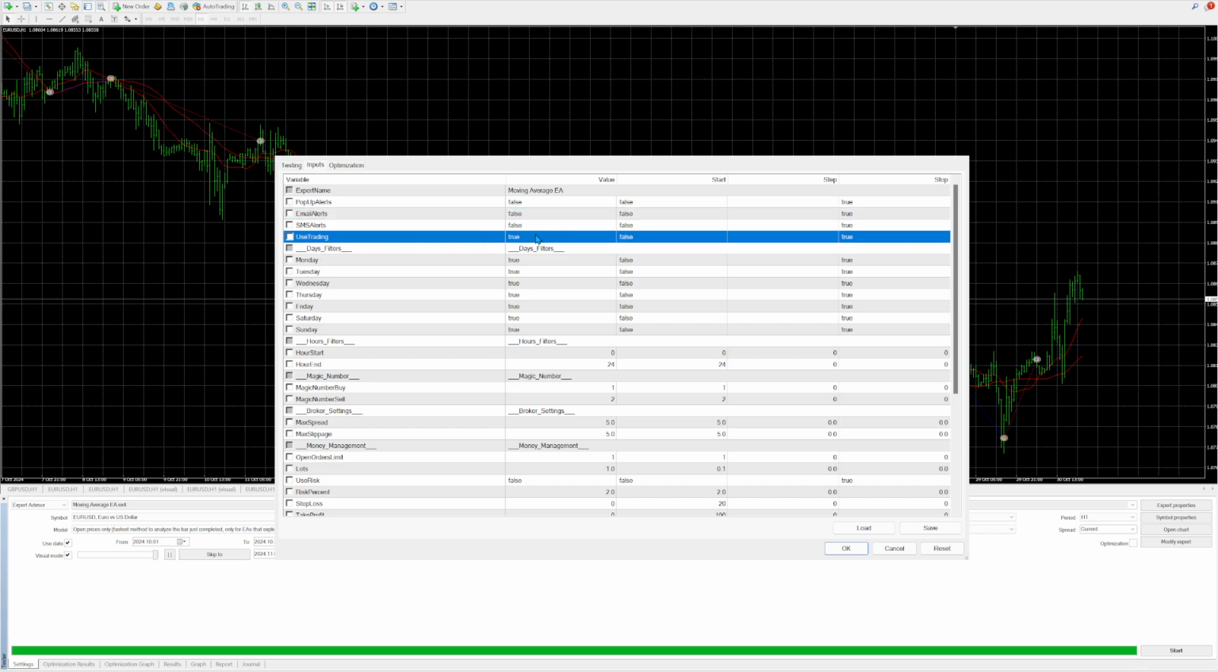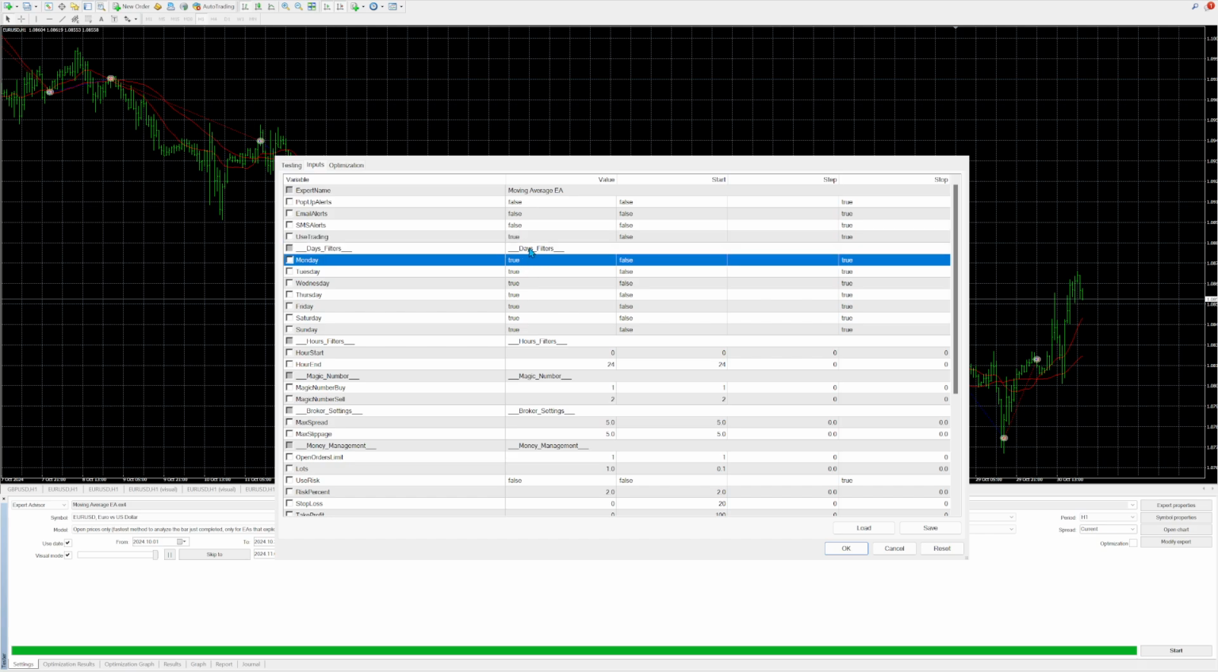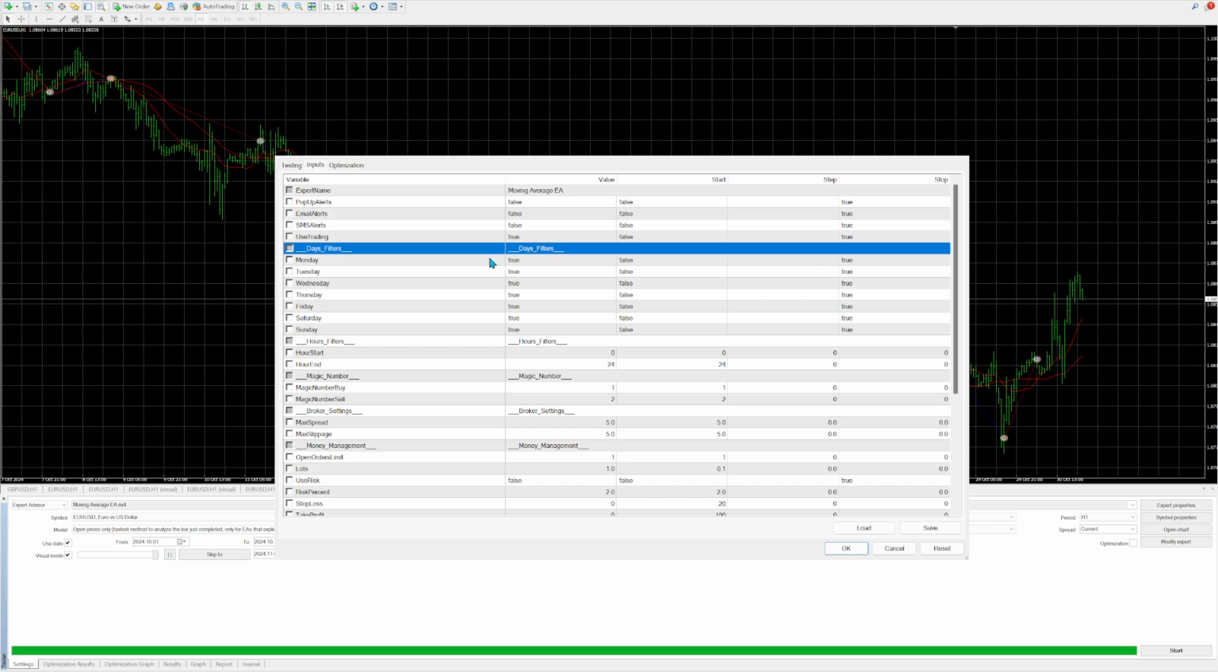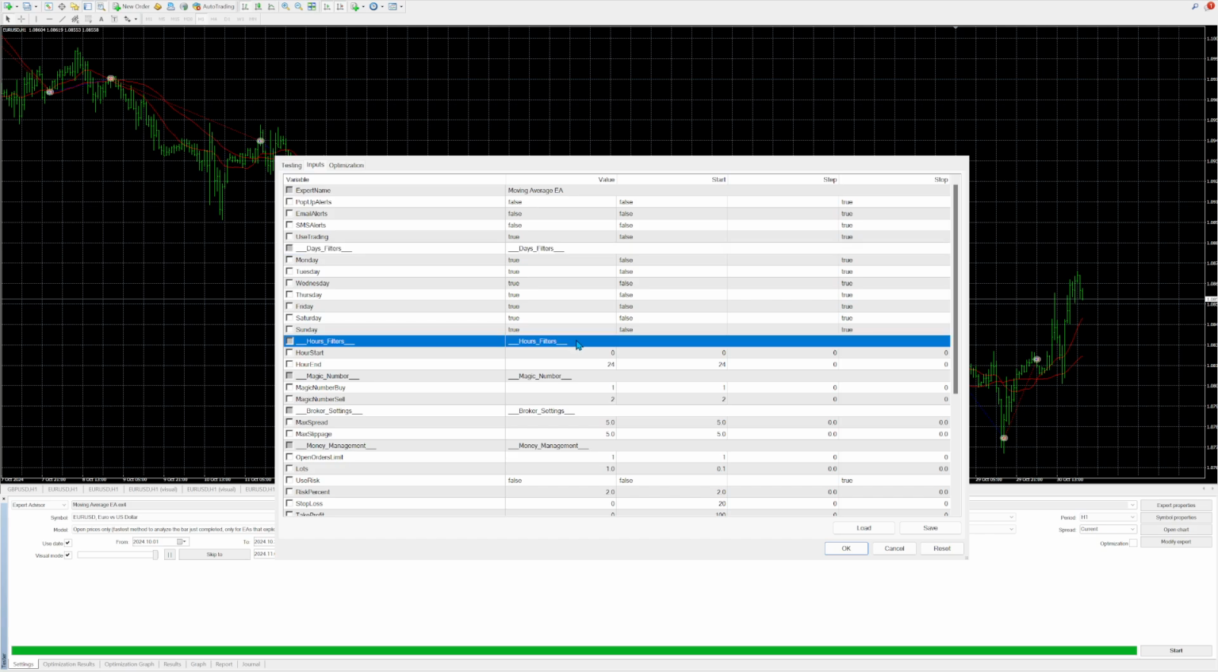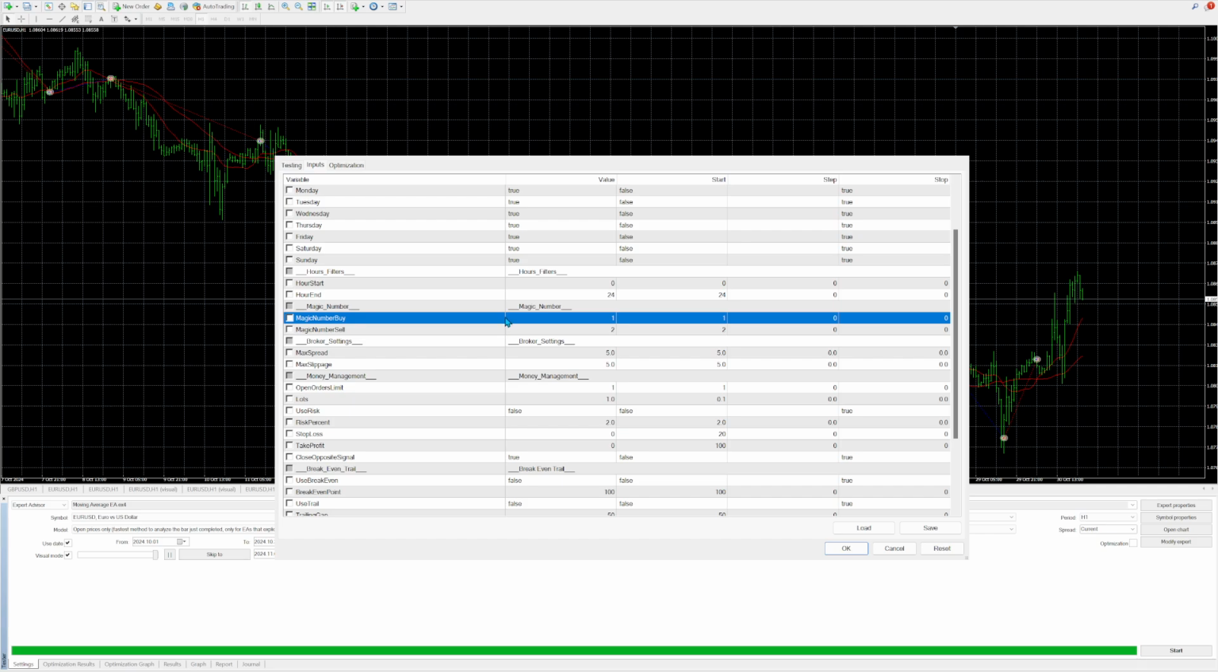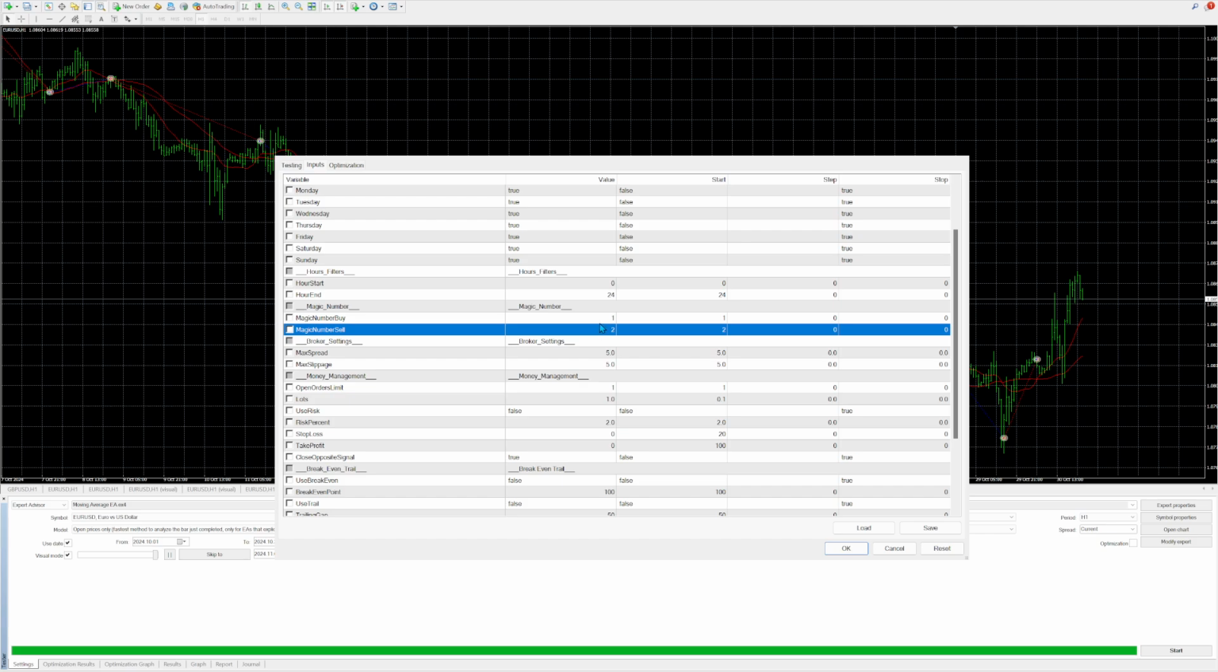Alternatively, there's the use trading option. When that's set to true, it basically means the EA will place and manage trades on your behalf, which is handy if you are away from your platform. Perhaps you want to run it 24/7 on a VPS, okay. Days filter is self-explanatory. That's the days of the week that the EA can trade. Hours filter, the same. That's basically the hours of the day that you want the EA to trade. Magic number, this is basically the order ID. So the ID for buy and sell trades, which is handy if you are using other expert advisors on the same trading account and you want to differentiate the trades.